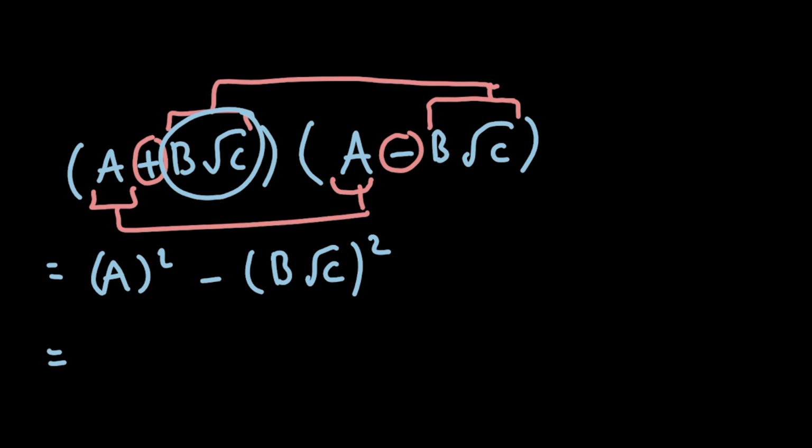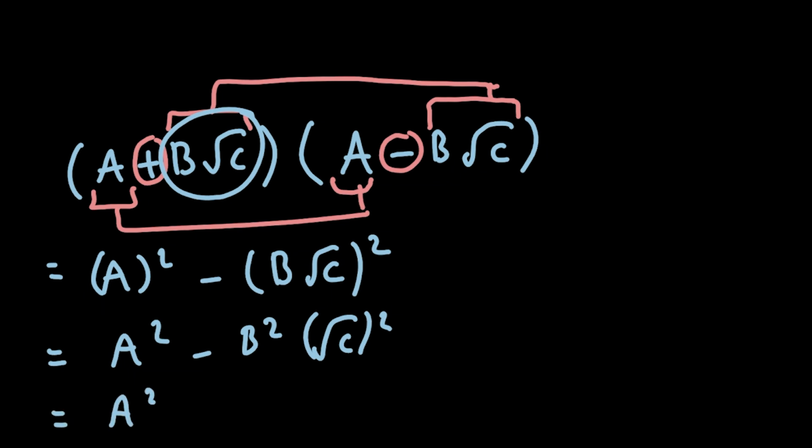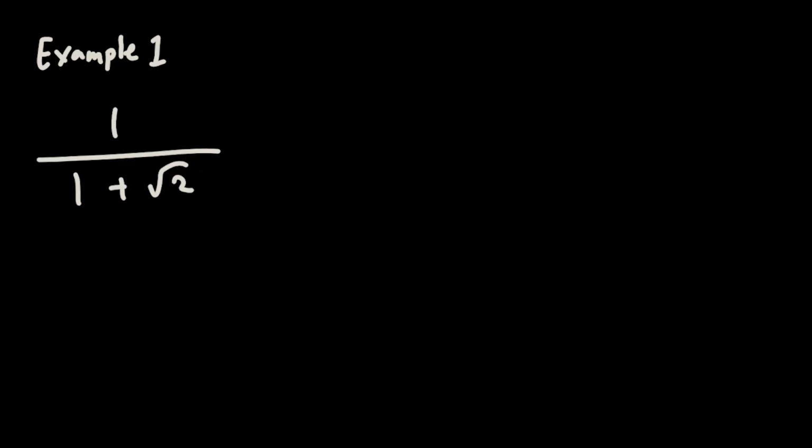And we can simplify it as a to the power 2 minus p to the power 2, and here we have the square root of c all to the power 2. We can rewrite it as a to the power 2 minus p to the power 2 c. As you can notice here, we have removed this root. And you will notice in the next examples that we will use this technique to solve all the problems in this lesson. Let's see an example.